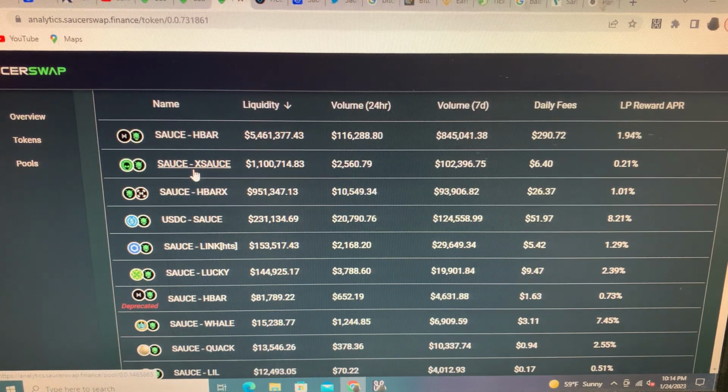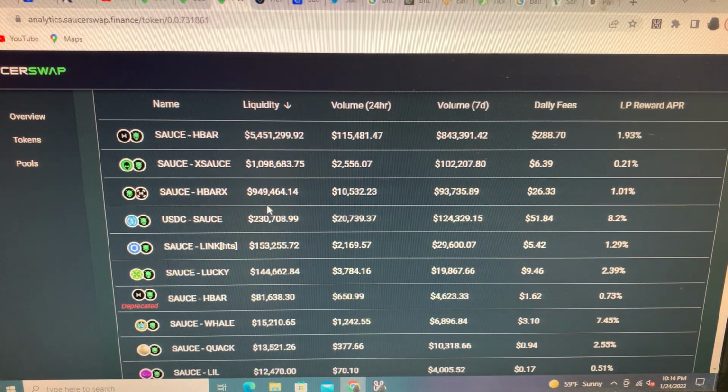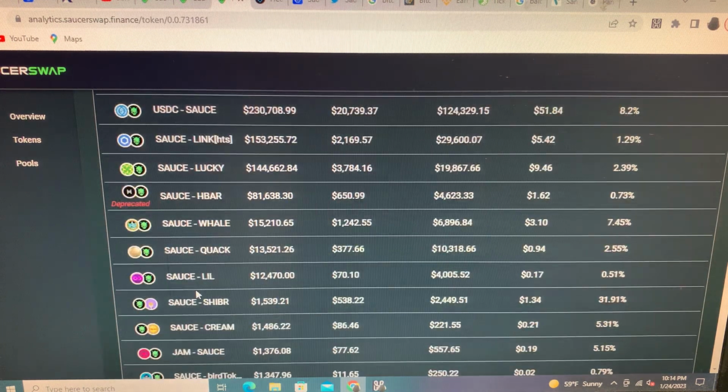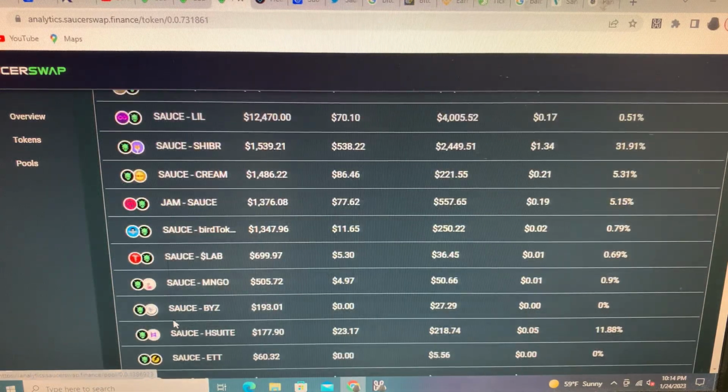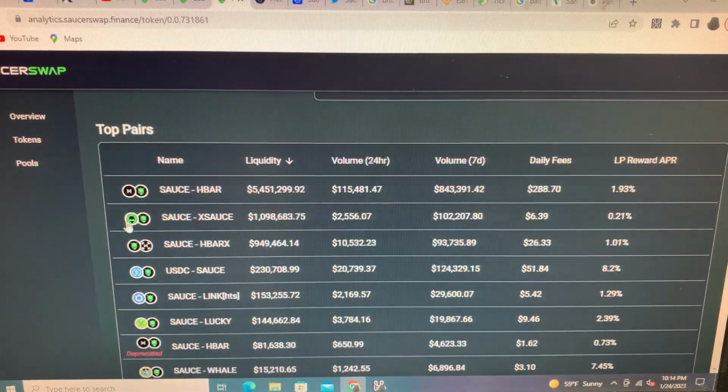The second one, number 2, is Sauce and XSauce. There's about 1.1 million, and then it slowly trickles down. But as you can tell, the one that's getting most of the liquidity here is Sauce. You see that? Look at that token, Sauce, Sauce, Sauce. And then I would say the second one is Hbar.